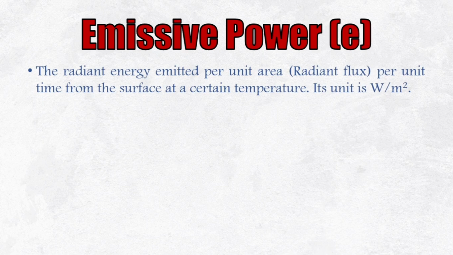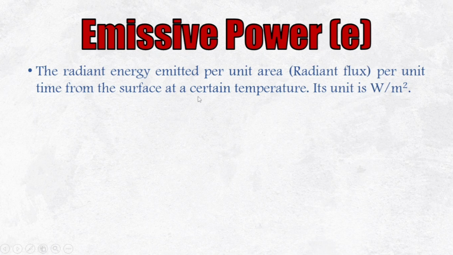Okay, next definition is emissive power. Emissive power is denoted by small e. The radiant energy emitted per unit area, that is radiant flux per unit time, from the surface at a certain temperature, is known as emissive power. We have discussed one definition, that was radiosity. Radiosity was the total energy leaving from the surface.